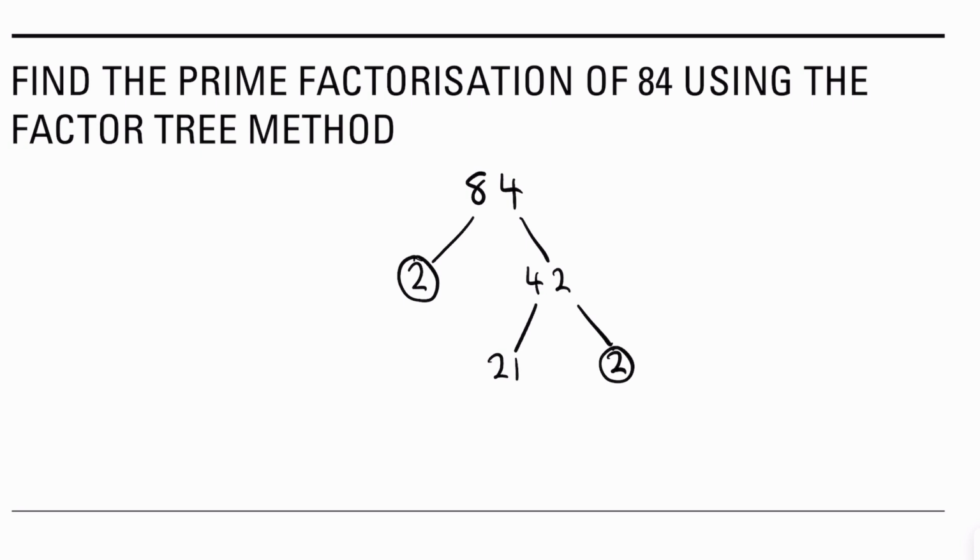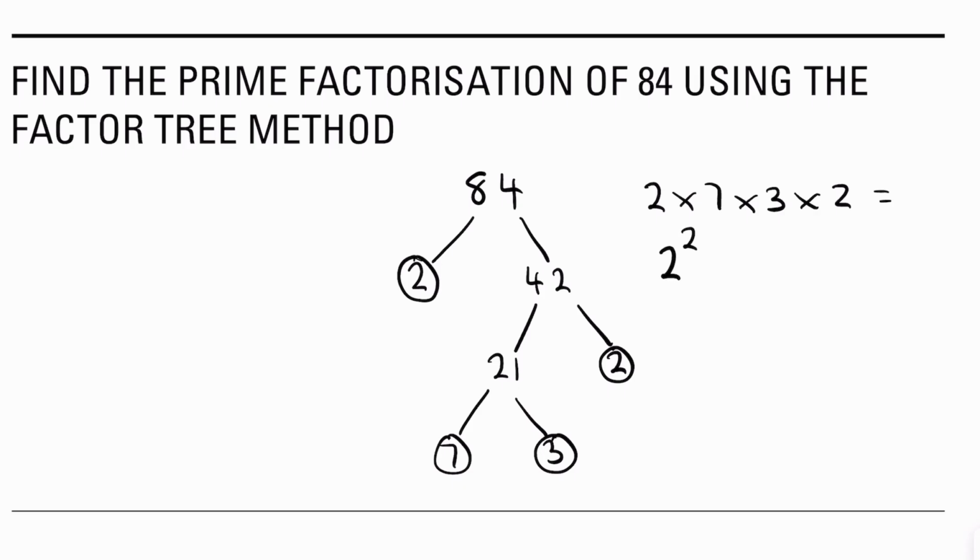Now 21 can be made up by 7 and 3. And so 7 is a prime number and 3 is a prime number also. And so what we get here is 2 times 7 times 3 times 2. Or alternatively, we can get those 2's grouped together as 2 to the power of 2, or 2 squared, times 7 times 3. And so just mentally, to make sure we've gotten this correct, 2 times 7 is 14, times 3 is 42, times 2 is 84. And so that is correct.